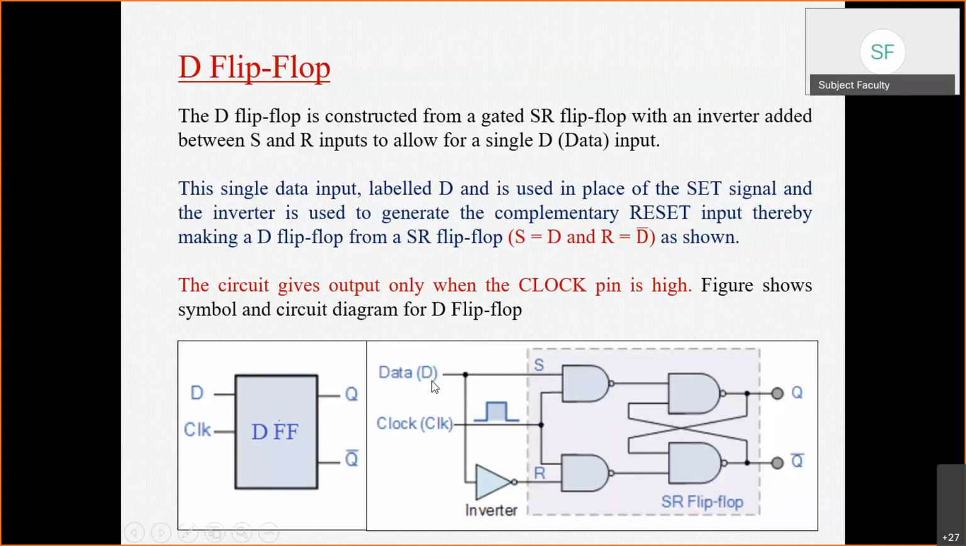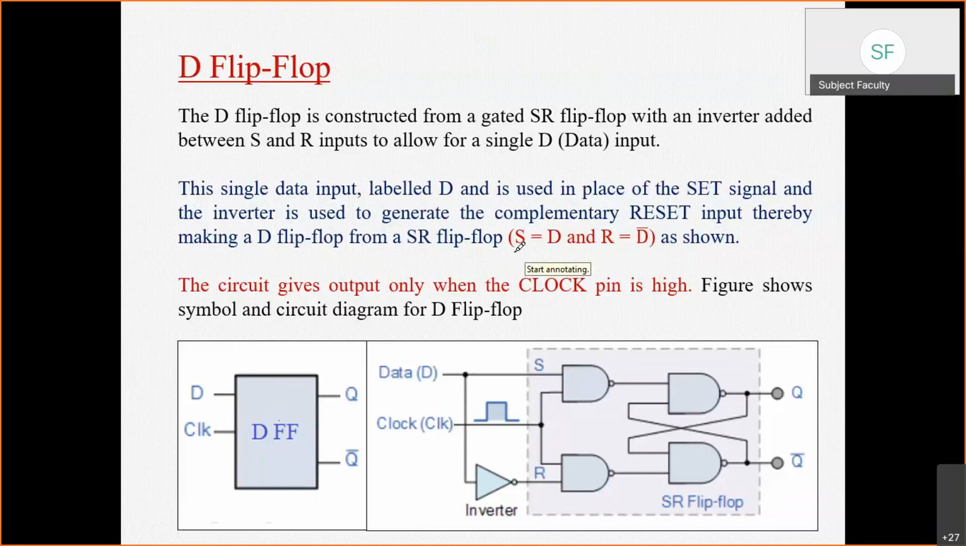So this S is taken as it is and we have denoted it as D, and with the R, we have put one particular NOT gate there, and the output of the NOT gate is given to the reset terminal. Okay, so this particular thing is very important.